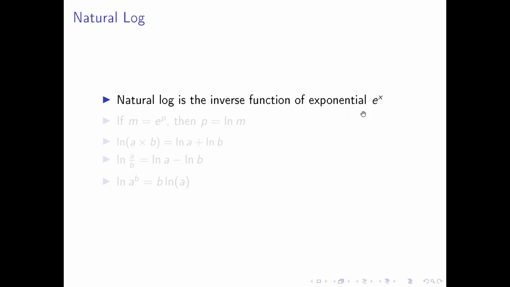when this function is symmetrical about y equal to x with another function. So let me repeat. When we say one function is the inverse function of another, that means these two functions are what? Symmetrical. They're symmetrical about what? y equal to x, that line.